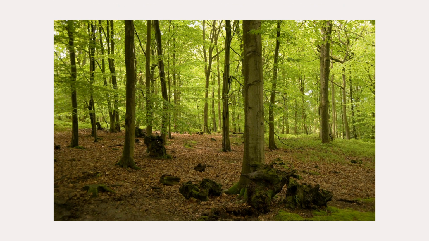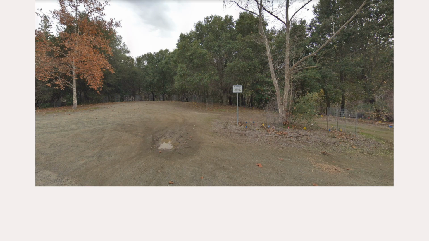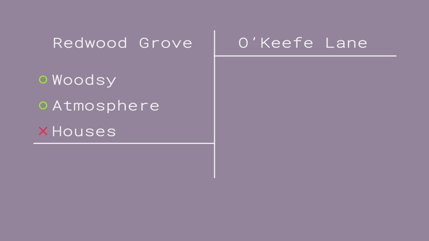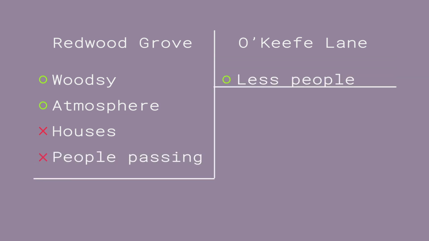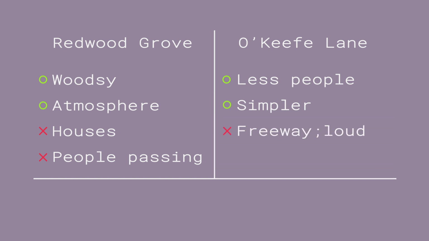For example, my narrative is shot at a campsite, so my partner and I debated 2 different locations, Redwood Grove or a trail along O'Keefe Lane. Redwood Grove looks more woodsy and has a good atmosphere, but there are houses surrounding the location and people passing through a lot. O'Keefe Lane, on the other hand, has fewer people and has a simpler look, but it's right next to the freeway, so the sound quality is horrible and confusing since the story takes place at a campsite in the woods. In the end, we elected for Redwood Grove.